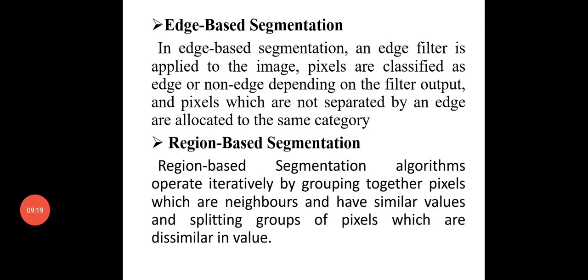The next approach used for segmentation is edge-based segmentation. In edge-based segmentation, an edge filter is applied to the image. The pixels are classified as edge or non-edge depending on the filter output, and pixels which are not separated by an edge are allocated to the same category. And the last approach used for segmentation is region-based segmentation. Region-based segmentation algorithms operate iteratively by grouping together pixels which are neighbors and have similar values, and splitting groups of pixels which are dissimilar in value. These are the three basic approaches used for image segmentation.